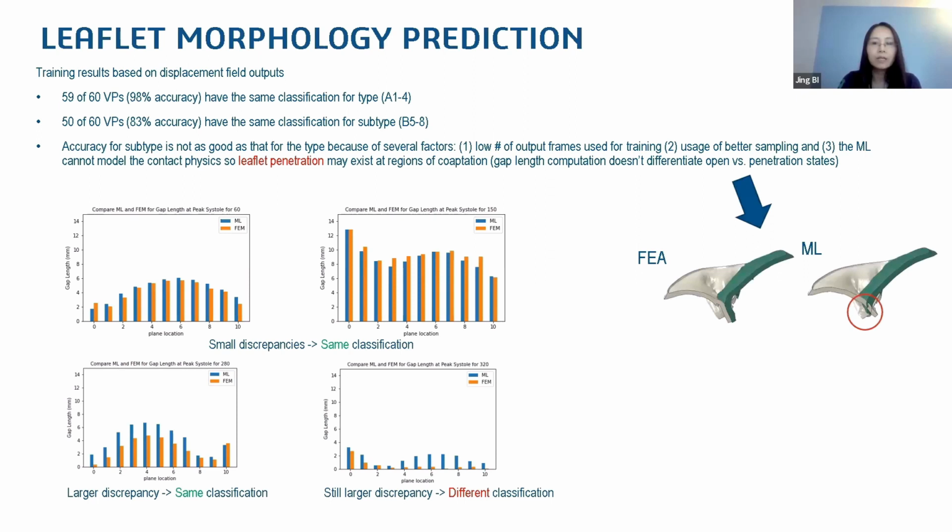Accuracy for the subtype is lower due to a few factors. First, we are only using 15 timeframes to train the machine learning model. Second, a better sampling strategy could have been used to minimize the extrapolation cases. And third, because the machine learning model doesn't recognize contact, leaflet overclosures sometimes result. And the gap length calculation algorithm doesn't recognize the negative clearance, but instead classifies any non-zero values as an opening. The algorithm could be modified to account for this, but the machine learning model won't recognize the contact physics and still could lead to subtype differences.